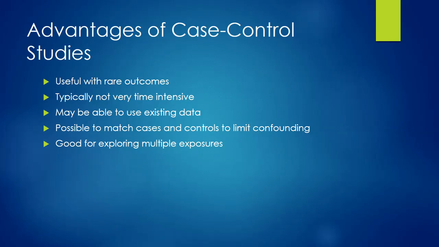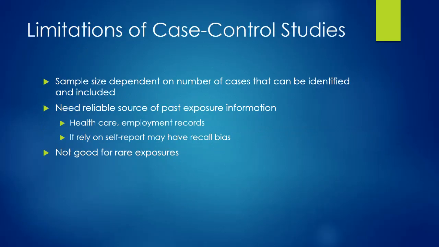So in cases where we don't really know the cause of a disease, they're a nice option because we can find all the cases, find appropriate controls, and then ask about lots of different exposures in the past and try to see which one might be associated. The limitations of case controls are that we are kind of stuck with however many cases we can find and who agree to participate. So that can be a limiting factor. Again, we need a reliable source of past exposure information, and they're not good for rare exposures, just for rare outcomes.